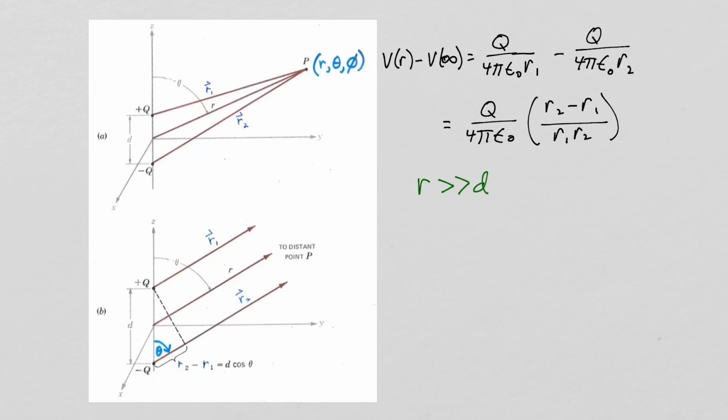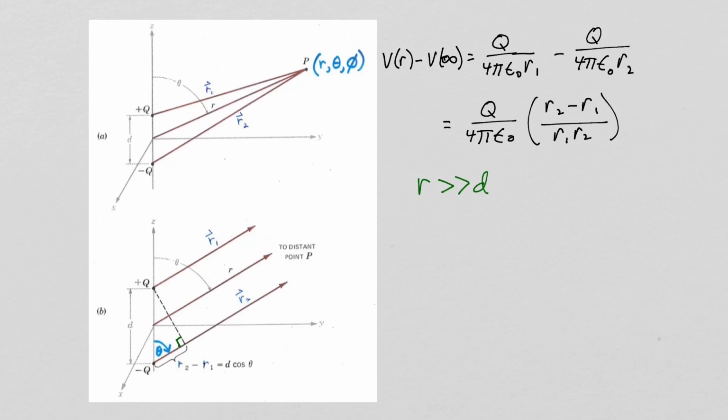Let's look at the approximation we can make if the point we're finding the potential at is much greater than the separation between the charges. So if we zoom in this region, we have the bottom figure here. When we zoom in, R1 and R2 look like they're parallel. This dashed line starting at Q that goes down to R2 is perpendicular to R2.